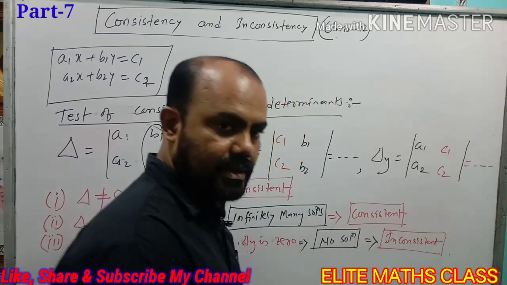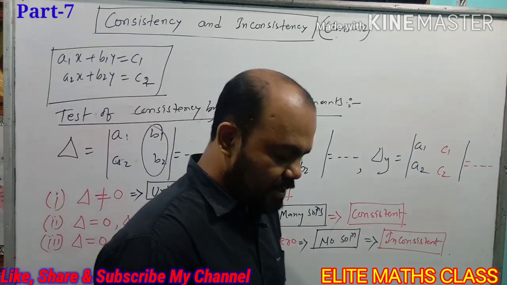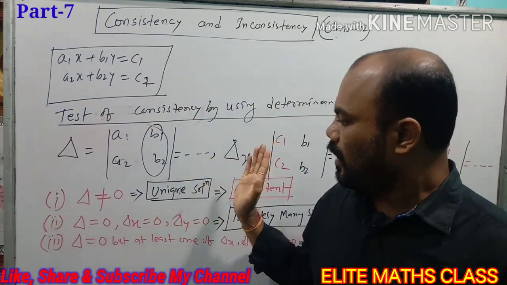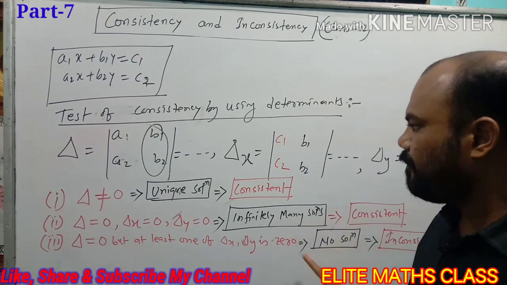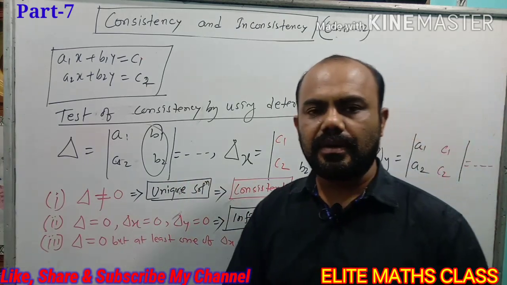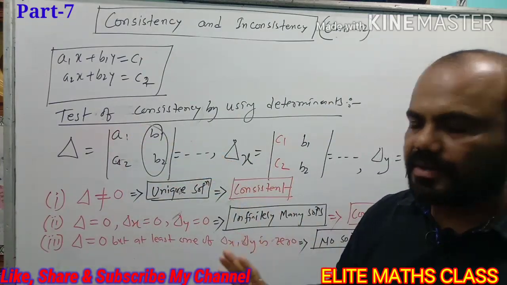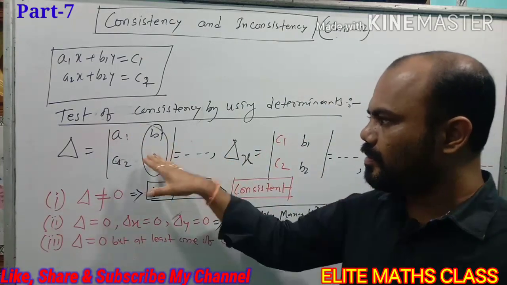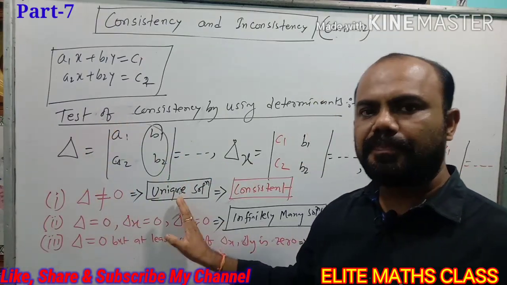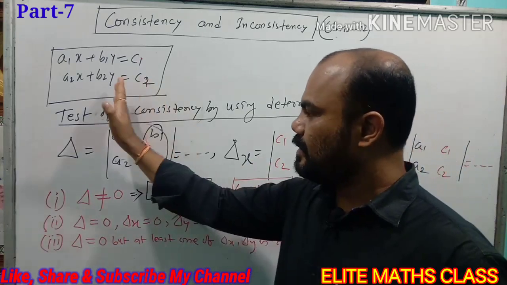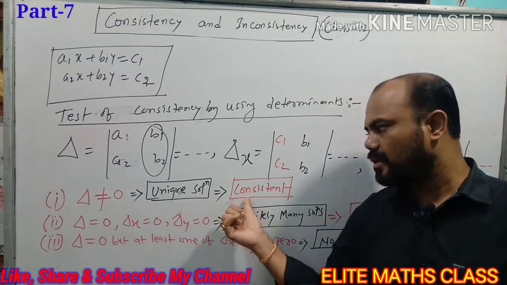So these are the three cases for a system of linear equations in two variables. The system may have three cases: no solution, infinitely many solutions, or a unique solution. Now how to check which condition is satisfied? For that we have to form three determinants: del, del x, del y. Then we have to find the values of these determinants. If delta is not equal to 0, then the system will have a unique solution, and as the solution exists, it is consistent.